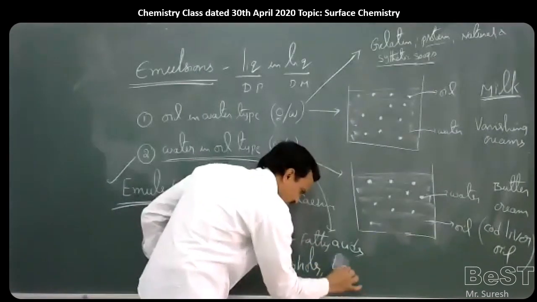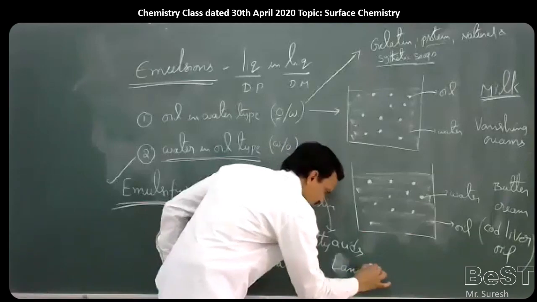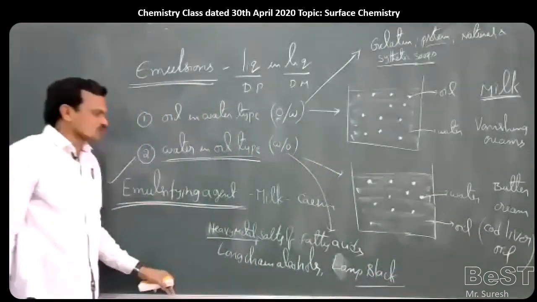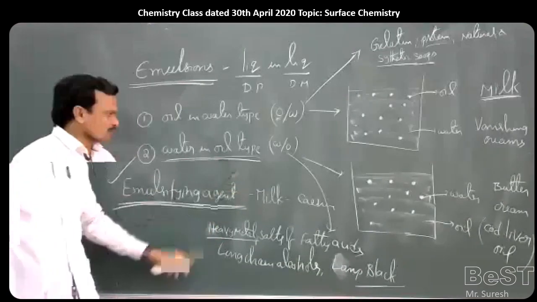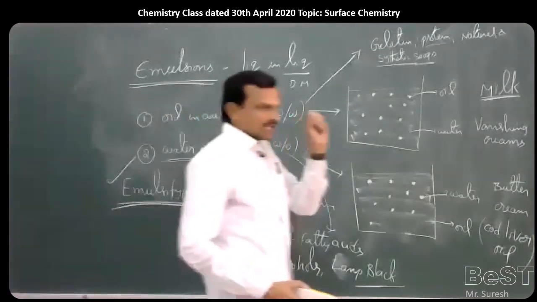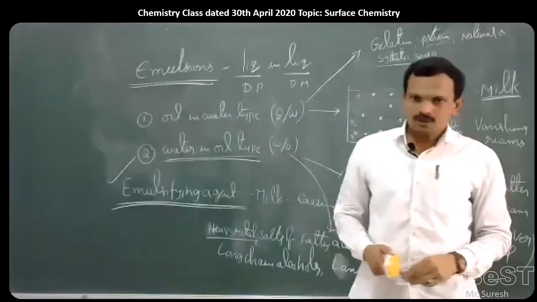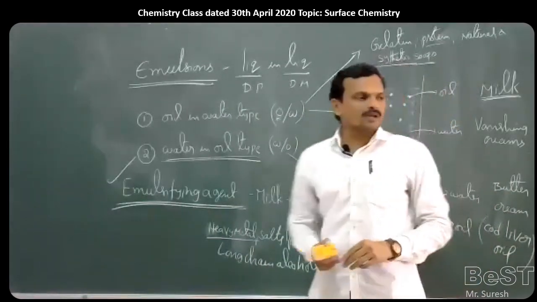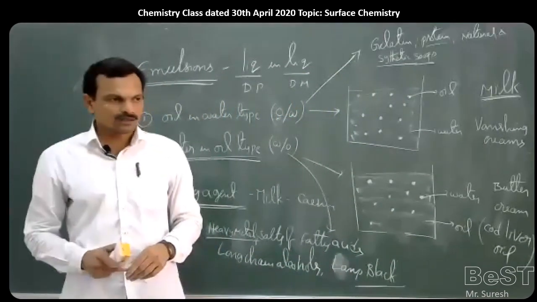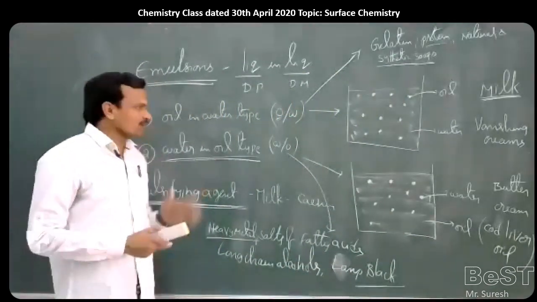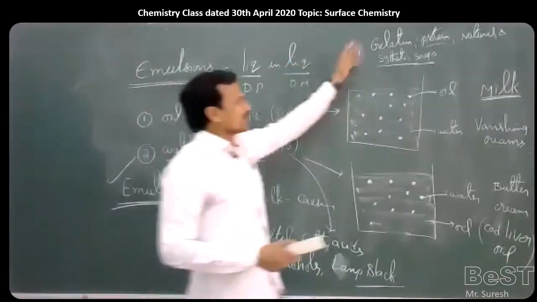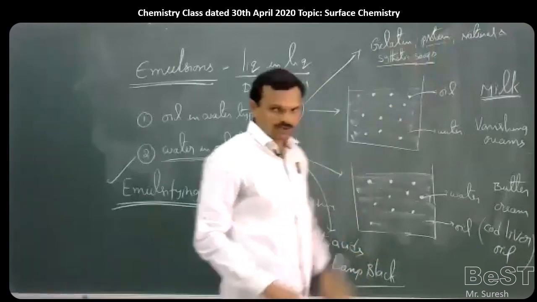Lamp black. So these are the common substances commonly used as emulsifying agents for water in oil type emulsion. So once again, emulsions are less stable. So the emulsions are kept stable by the addition of a third substance in small amount, which is called an emulsifying agent.